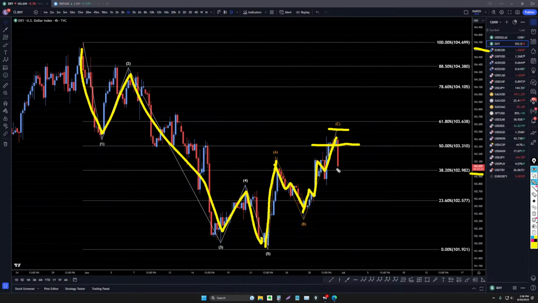If it closes anywhere near these lows, I would say that that is definitely the end of an ABC correction, and that this is probably over the next week or two going to make its way down, and probably even all part of a big wave 3.